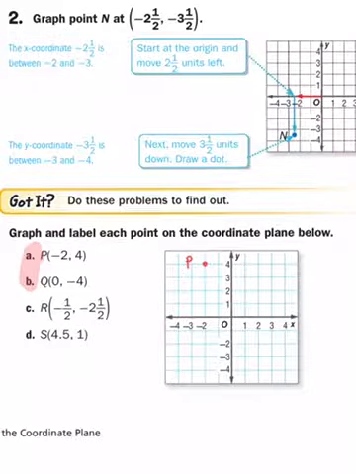Now for B, you had 0, -4. So you start at the, that's Q, point Q. You have 0, -4. Start at the origin, go over 0, which means you don't go at all, and go down to the -4, which means you should be right there. So that's point Q. All right, so now here's your next job.